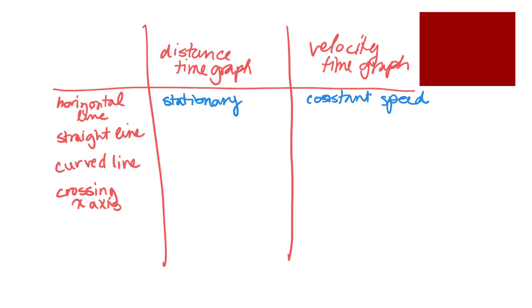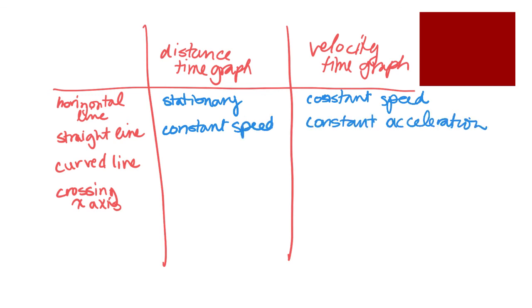A straight line then, and I mean non-horizontal, would imply a constant speed. And depending on whether it's a positive gradient or a negative gradient, I could then get my velocity from that. Well, on a velocity time graph, that's going to imply acceleration, a uniform acceleration. A curved line on a distance time graph means acceleration, while on a velocity time graph means non-uniform or non-constant acceleration.